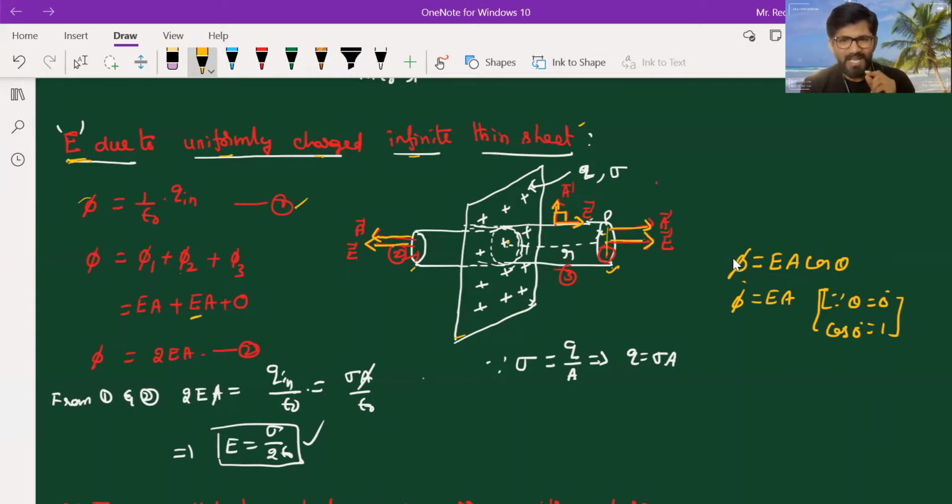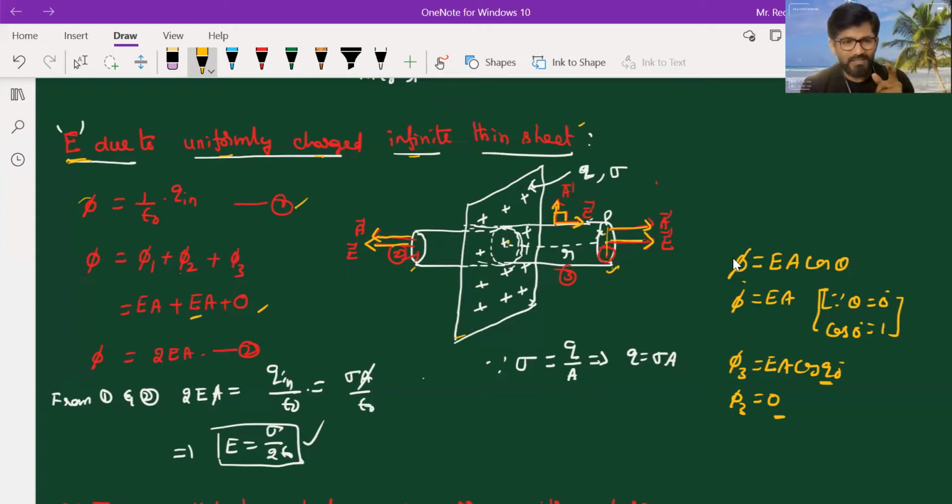So the angle between them is 90. So the flux through this surface, that is phi 3, is 0, as cos 90 is 0. You can say phi 3 is equal to A cos 90, and as cos 90 is 0, the entire flux will be equal to 0. Substituting that over here, we get EA plus 0. So this gives you 2EA. So the total flux is 2EA.